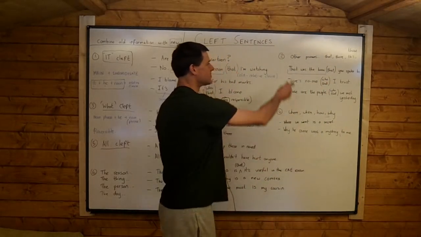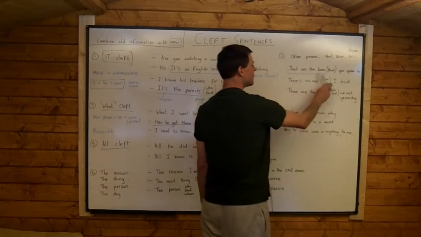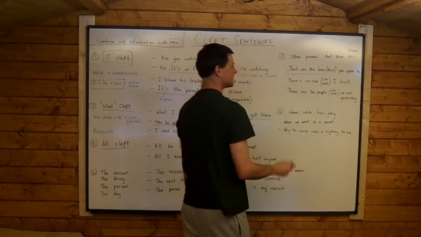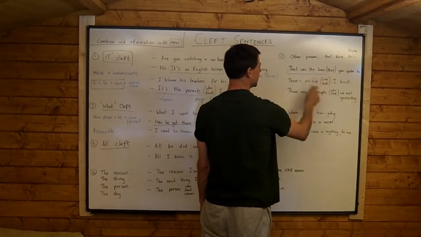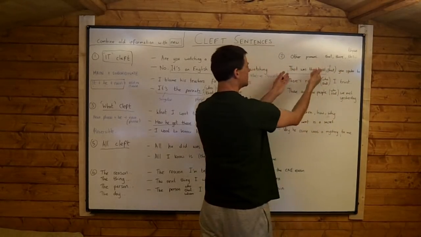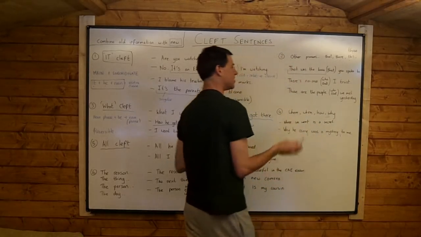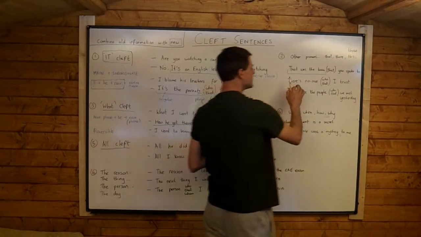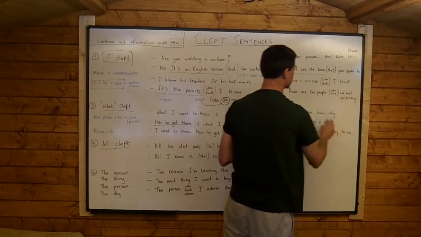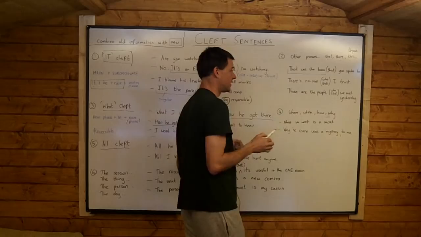But looking at some other pronouns, that, there, those, this, that was the boss that you spoke to. Yeah, we've still got this cleft, this division into two parts of the main clause, that was the boss, and then the subordinate clause you spoke to. There is no one I trust, or there is no one who I trust, or there is no one that I trust. All correct.